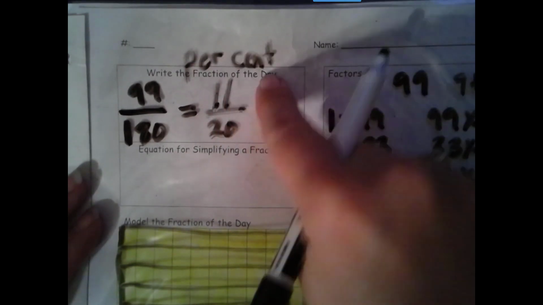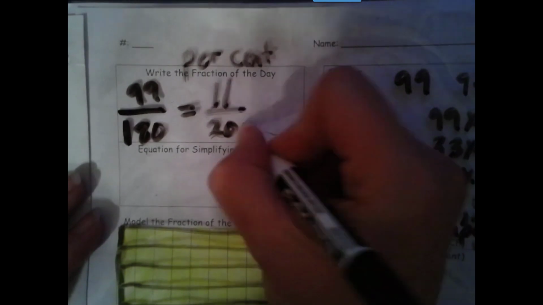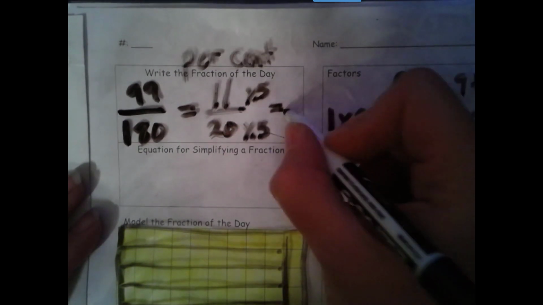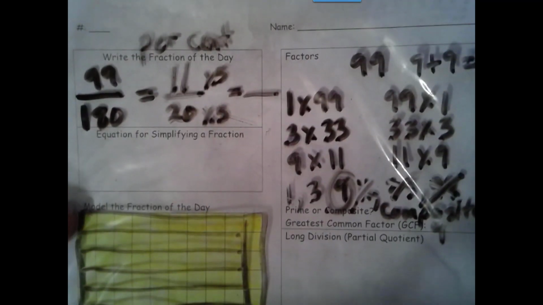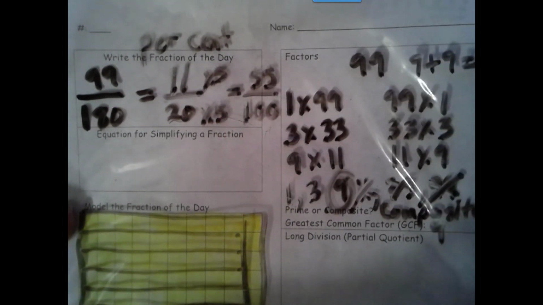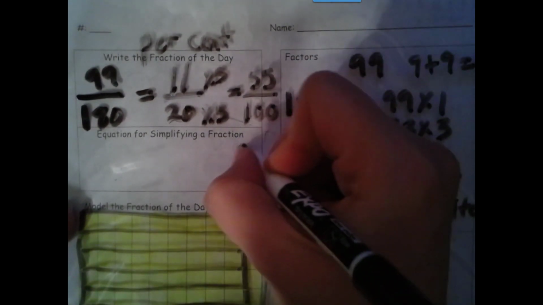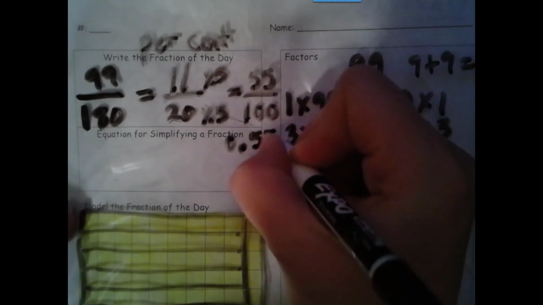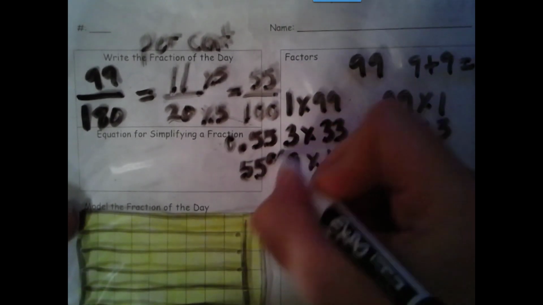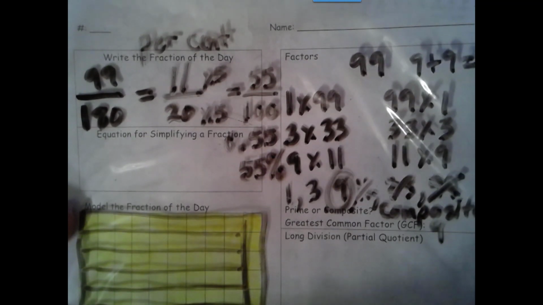Cent means 100, through 100, all the way to 100. To get 100, I can multiply by 5. 5 times 20, or 20 nickels, is 100 cents. And then 5 times 11 is 55. So 55 hundredths, or as a decimal, 55 hundredths is 55 per 100. 55 per 100, 55 per cent, because 100 means cent, cent means 100.